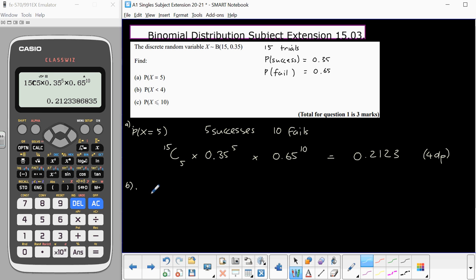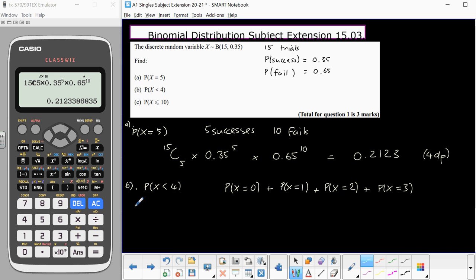So then for part B, we're being asked a slightly different question. What's the probability that you have less than 4 successes? Now, you can think of this as the probability of 0 successes plus the probability of 1 success plus the probability of 2 successes plus the probability of 3 successes, but not 4, because it has to be less than 4. So one way that you could do this is do this calculation here for 0, 1, 2, and 3. All right? But it would take a long time.